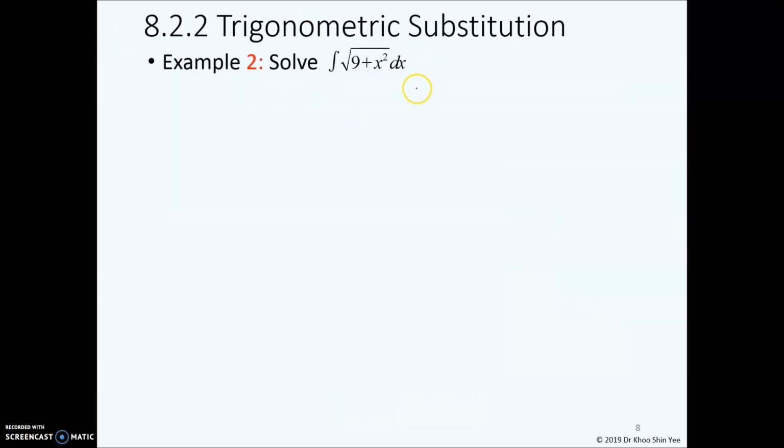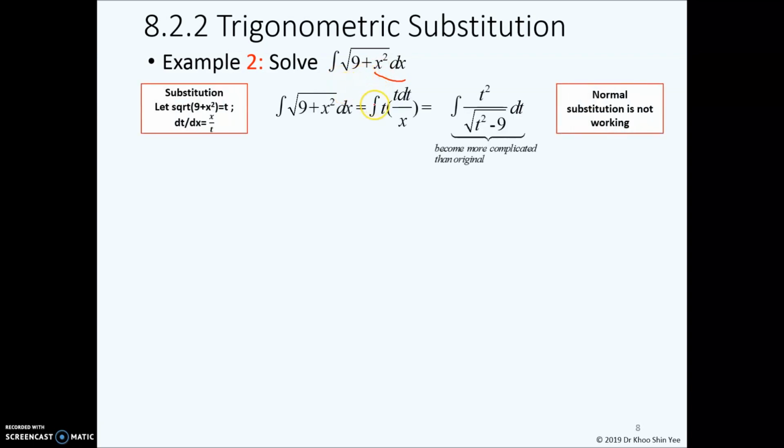Let's try with more examples here. In this case, let's say you don't know, you try the substitution method. You let t equal to square root of 9 plus x squared, and dt over dx, you get this. After you substitute, you find that the term becomes more complicated. So normal substitution is not working here.